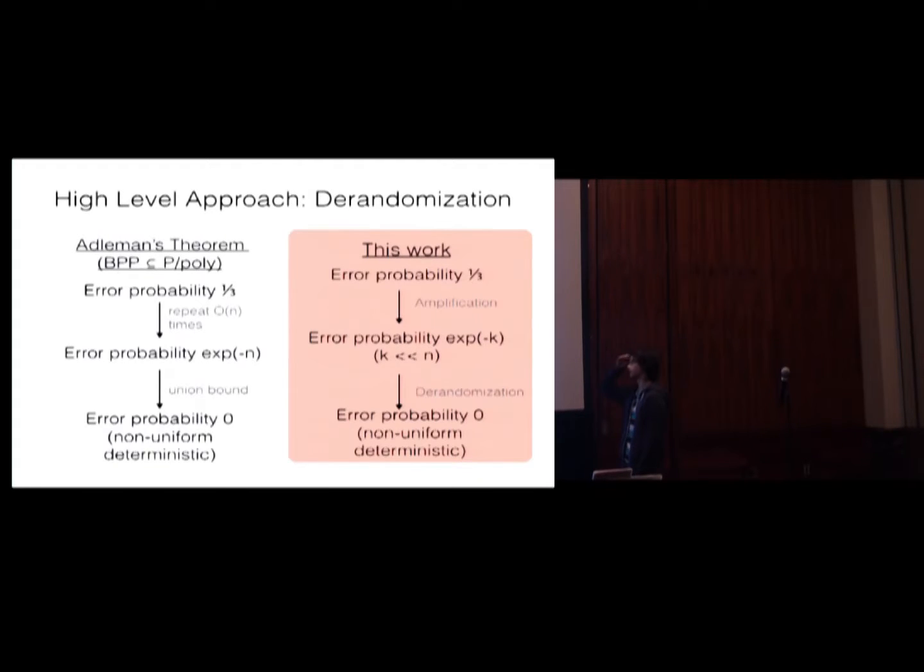So this is what we do. We start, similarly, with an algorithm with error probability 1/3. Then we use our amplification step, so we don't have to do repetition. That's one way in which we improve over Adelman: we amplify without repetition. The other thing is that we end the amplification step earlier. In Adelman's theorem, we amplify until our error probability is exponentially low in n, and what we do is stop at some k much smaller than n. So we'll do amplification first, and then we'll do derandomization.